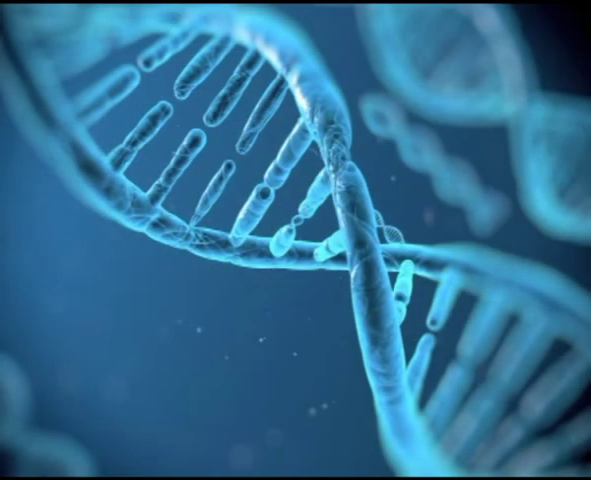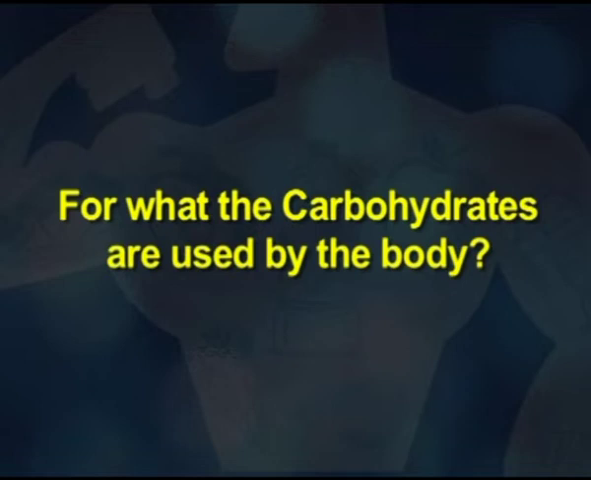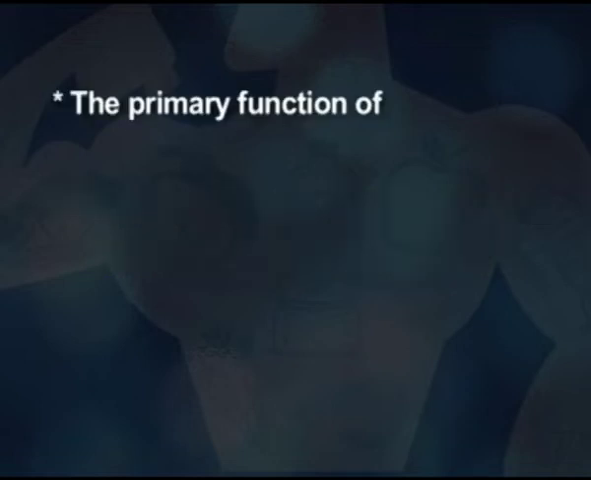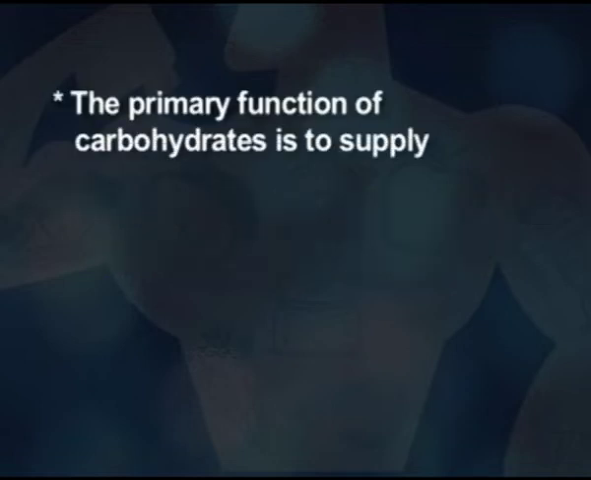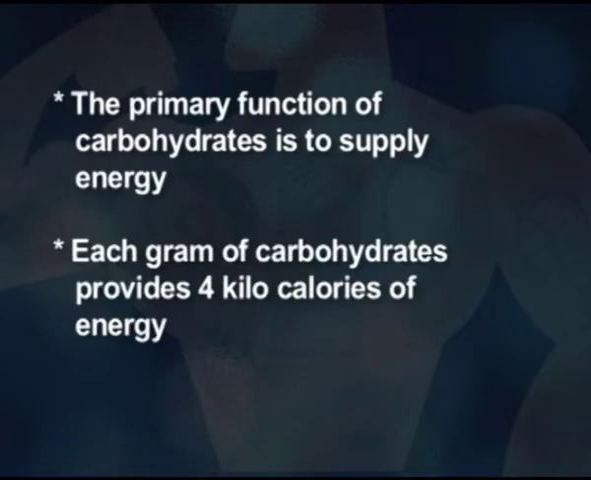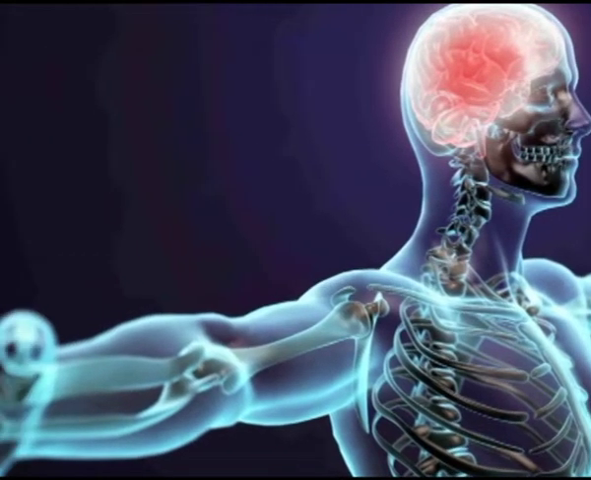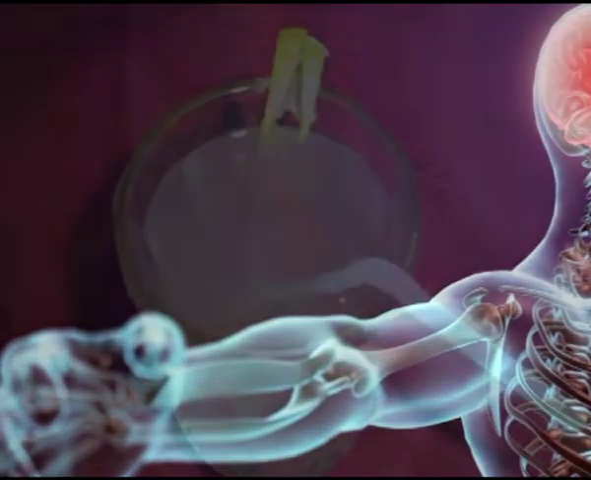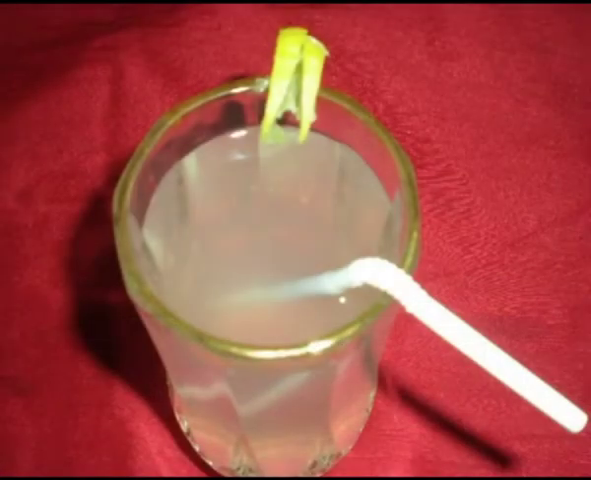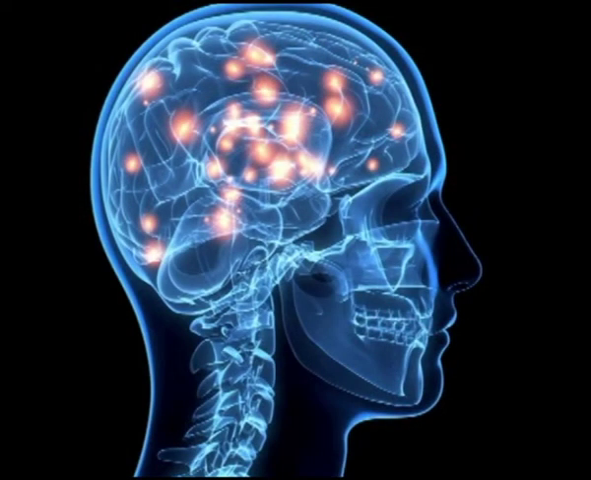Proteins are the structural components which aid in the transport of nutrients between the cells. So for what are the carbohydrates used by the body? The primary function of carbohydrates is to supply energy. Each gram of carbohydrate provides 4 kilocalories of energy. The brain and the central nervous system depend only on the glucose source of the body. Glucose is the simplest form of carbohydrate which aids in the provision of energy. Inevitably, the brain can use only glucose as the source of energy.